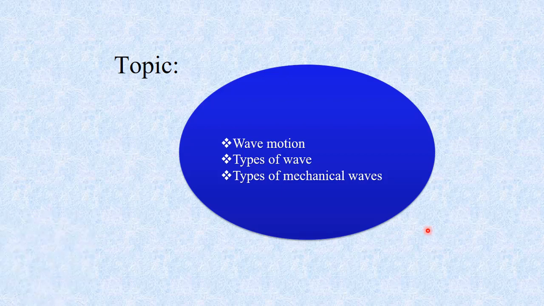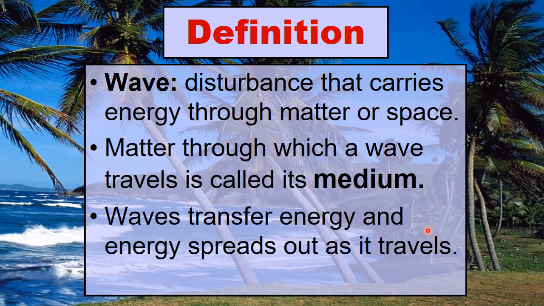First of all, we have to define wave. What is wave? A wave is the disturbance that carries energy through matter or space. What is matter here? Matter through which a wave travels is called its medium. Students, you are already familiar with the matter.